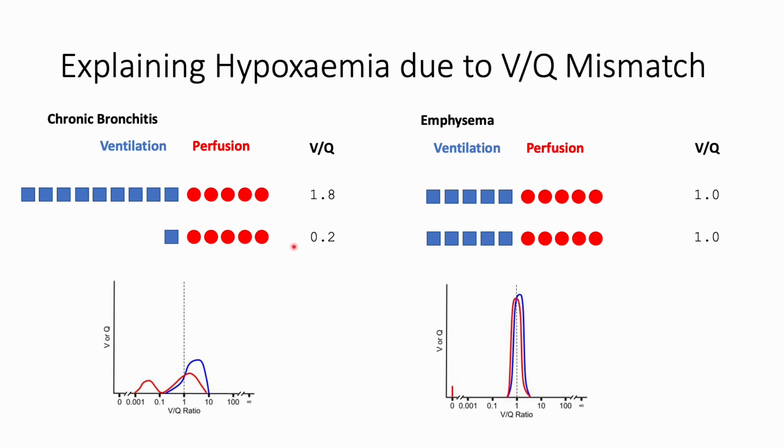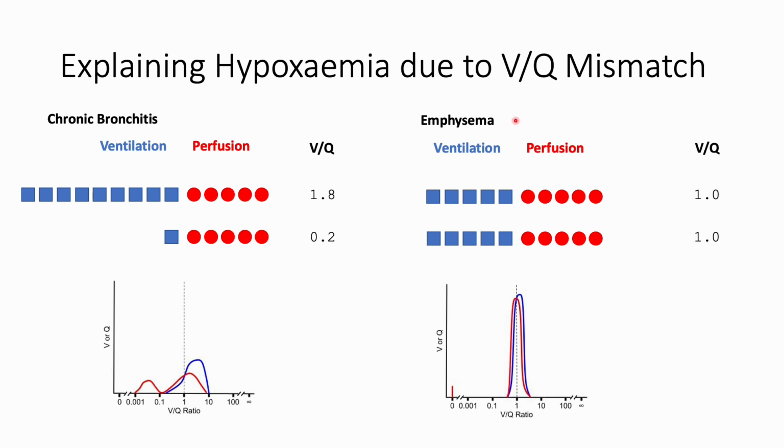So in creating this low VQ unit, it has also necessarily created this high VQ unit. And this is illustrated on the V/Q scan, that there is now a group of low VQ units, but there's also been a group of high VQ units created as well.